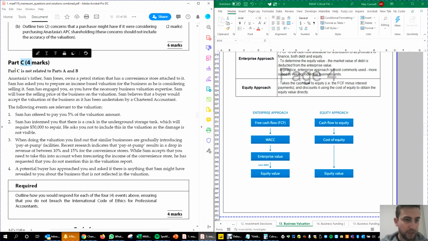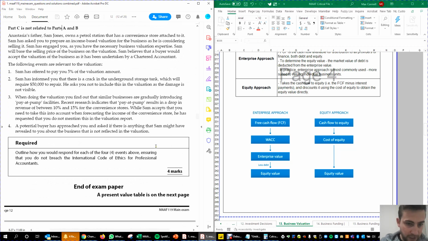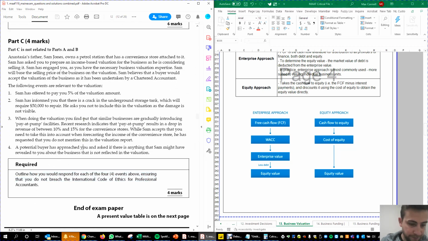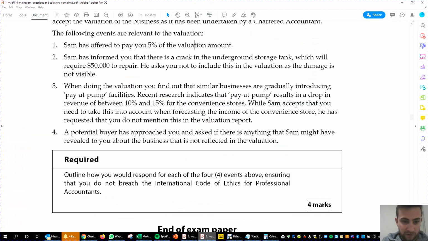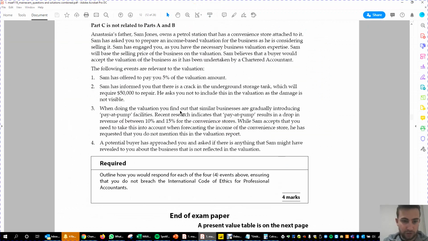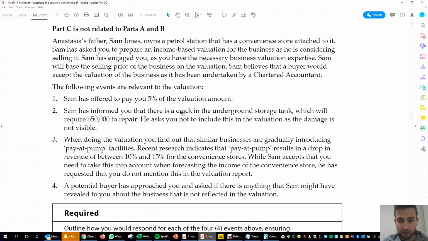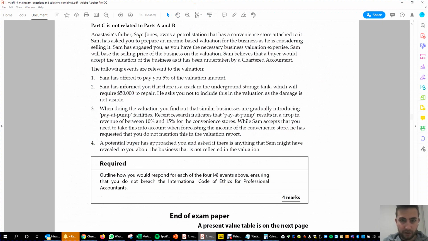Okay, so for part C, it says here, part C is not related to parts A and B. It looks like it's an ethics question, and it's worth 4 marks. Okay, so for the final part C, we've been asked to respond to each of the 4 events, ensuring that we do not breach the code of ethics. Okay, so first of all, we're dealing with a petrol station, and we've been engaged to do a valuation for the business. Okay, so we need to respond to each of these 4 facts so that we don't breach ethics.